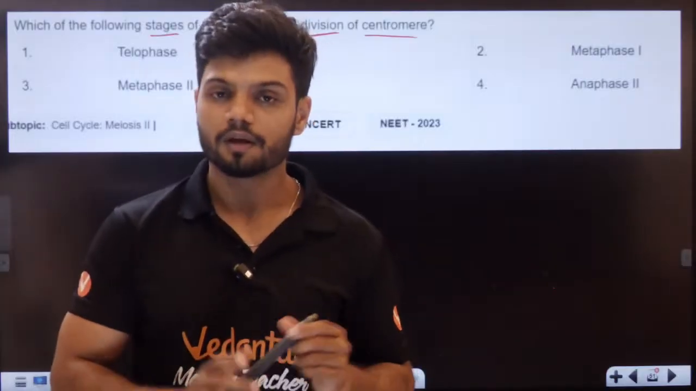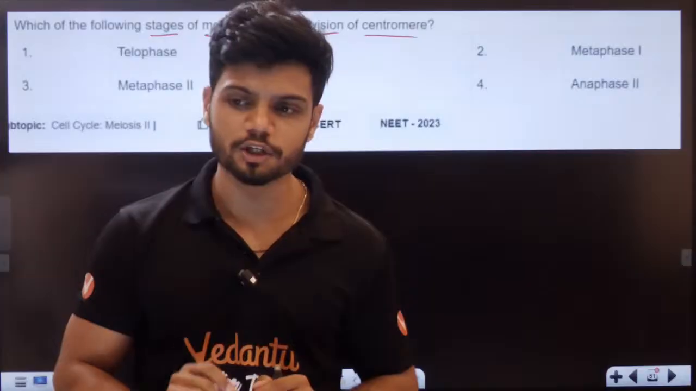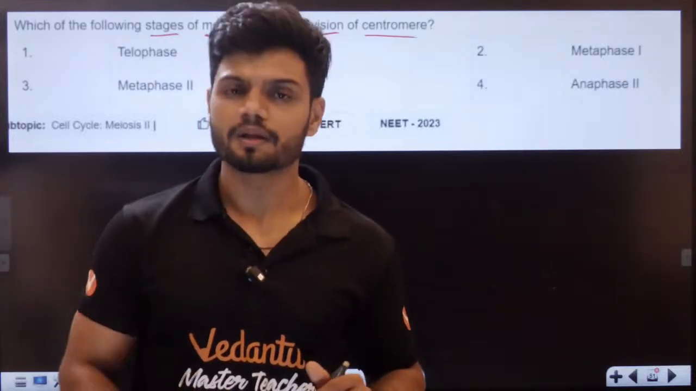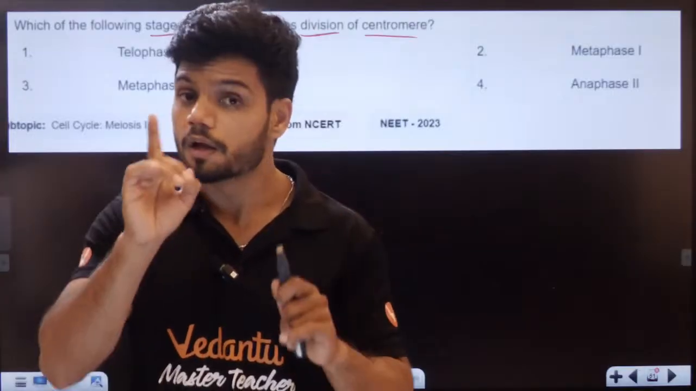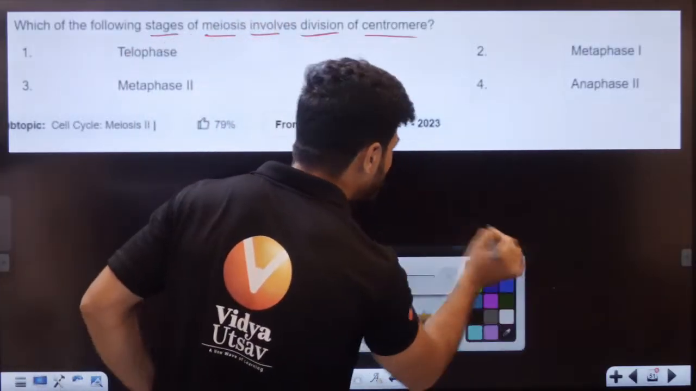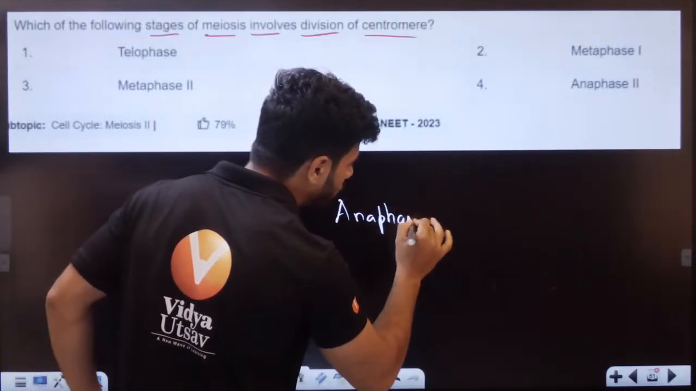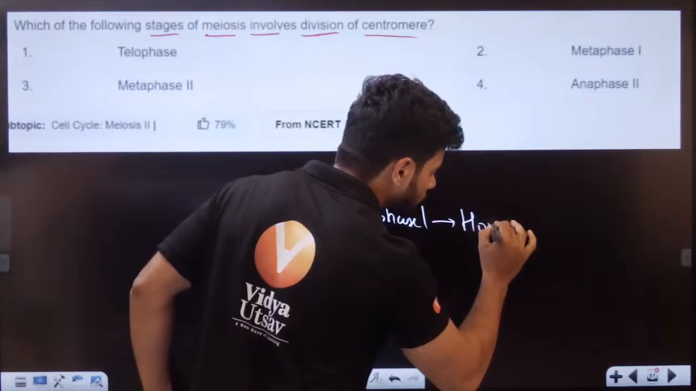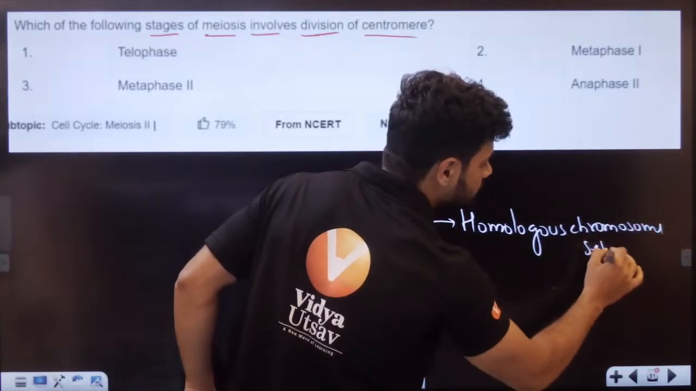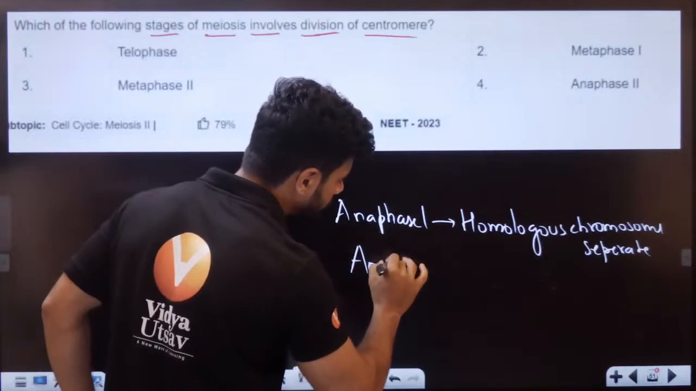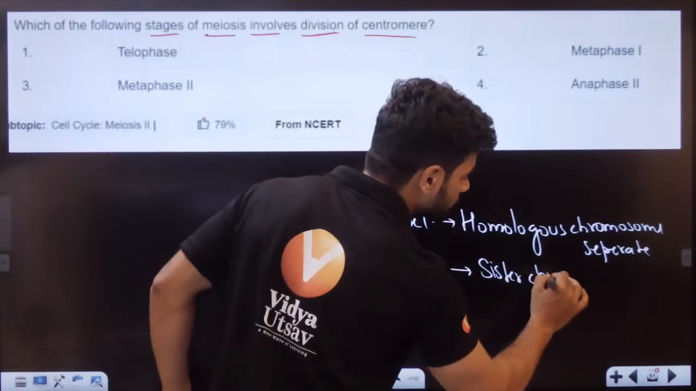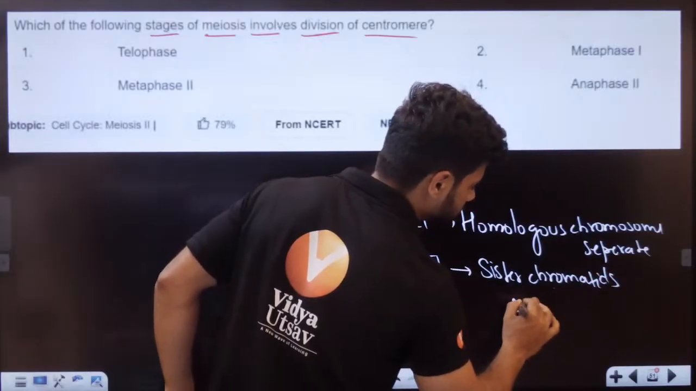Listen to me very carefully. In mitosis, do the two chromosomes separate? Yes, they separate. They separate in anaphase. But in meiosis, when do they separate? In anaphase 1, what happens? Homologous chromosomes separate. But in anaphase 2, what happens? The sister chromatids will separate.